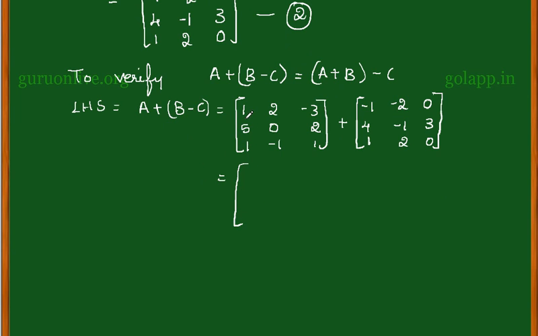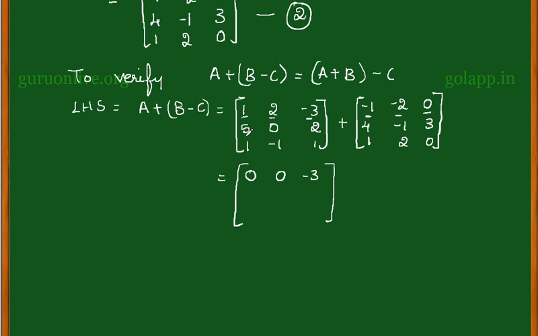The first element in the first row is 1 and the corresponding element is minus 1. So 1 plus of minus 1 is 1 minus 1, which gives you 0. And the next element is 2 and the corresponding element is minus 2. So 2 plus of minus 2 will be 2 minus 2, which is 0 again. And the last element in the first row is minus 3 and the corresponding element is 0, minus 3 plus 0 gives you minus 3.